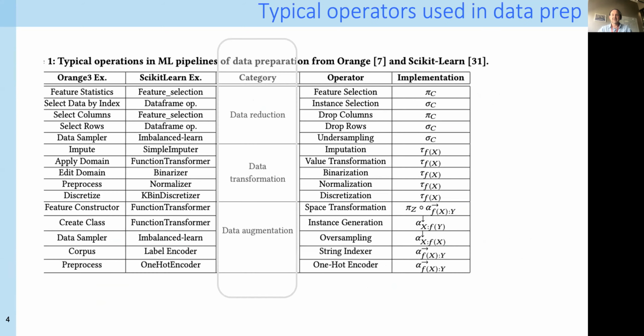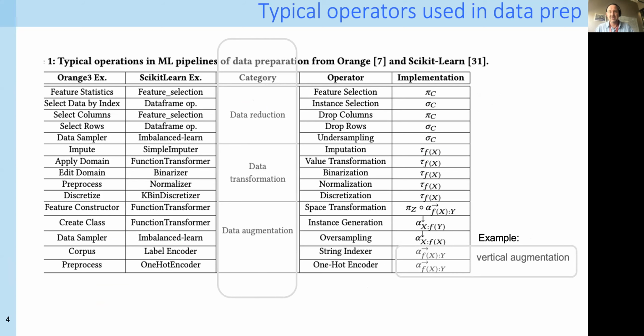Okay, so what are these transparent programs? On the left, you have a catalog that is probably familiar to most of you. On the right, you have our own catalog that we put in the paper. And for each of these typical data science preprocessing operators, we provide a formalization. Roughly they fall into these data reduction, transformation, augmentation, big categories. But we now zoom in on one case.